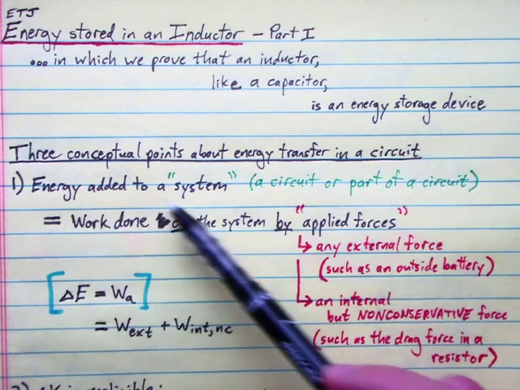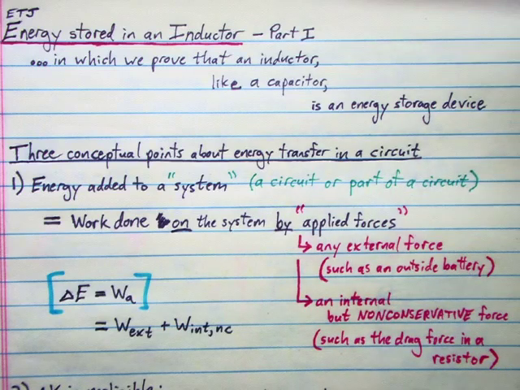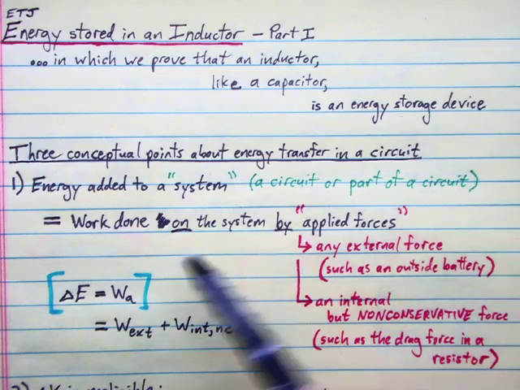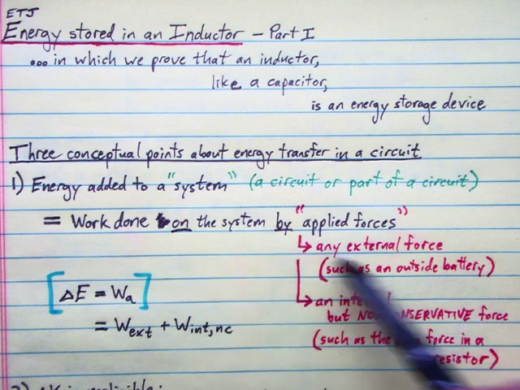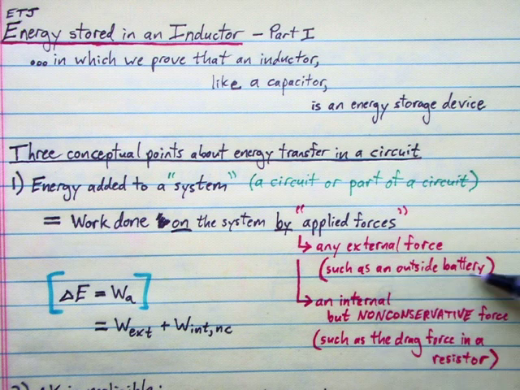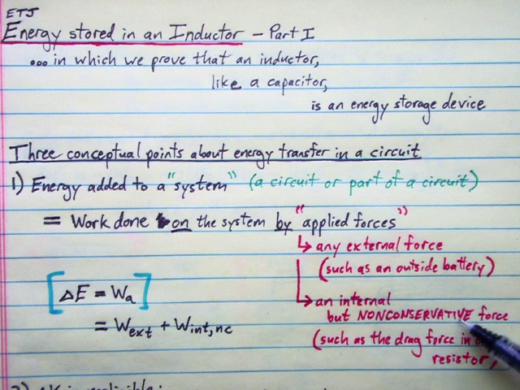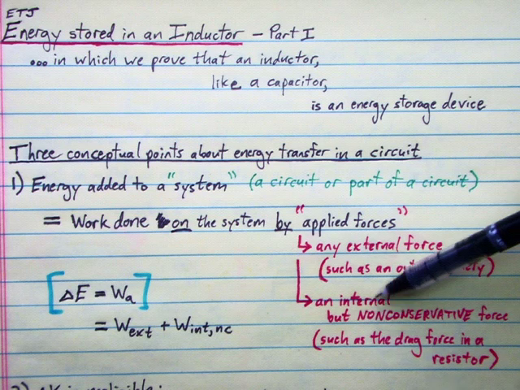The energy added to a system, and that system here will represent a circuit or a portion of a circuit, is equal to the work done on the system by applied forces. And applied forces means these two things. Any external forces, such as forces from a battery that's not being included in our system, or any internal forces that are non-conservative. Namely here, that would be the kind of drag forces that we encounter as our current moves through a resistor that converts our energy into heat. Those would be internal but non-conservative forces.